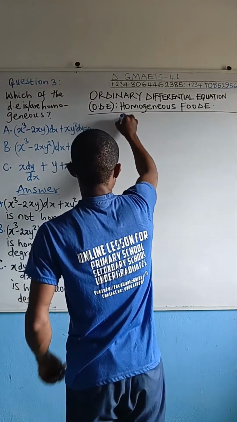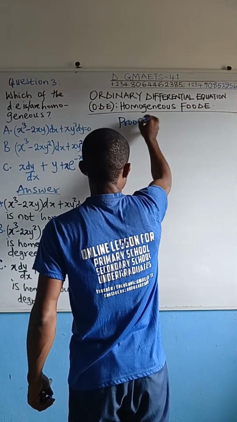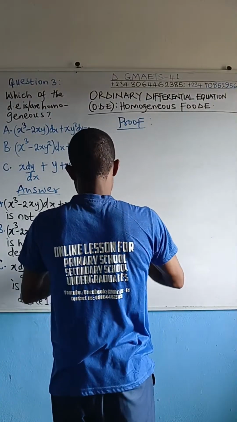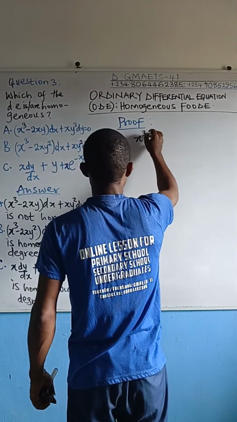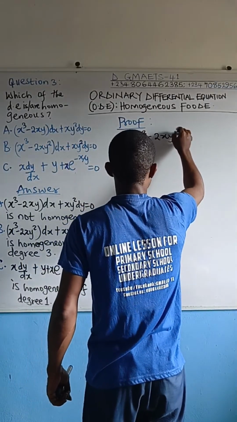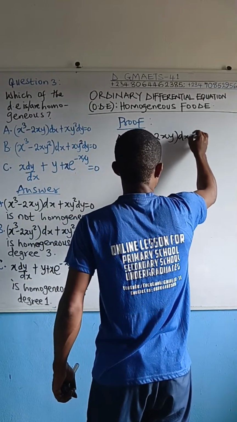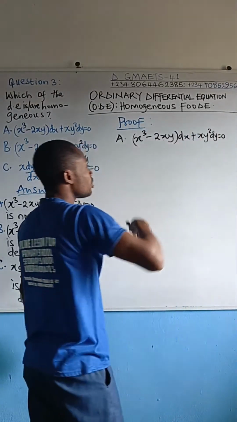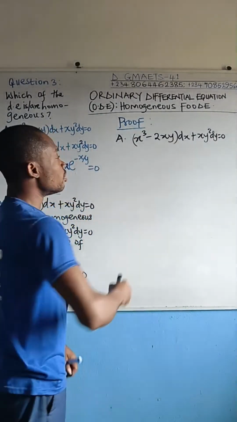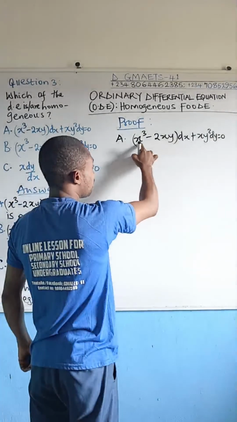I'm going to do 1 and C, or A and C. For the A, we have x cubed minus 2xy, then dx plus xy squared dy equal to 0. What made us say that this is not homogeneous? Use the lambda and multiply each of the terms there.